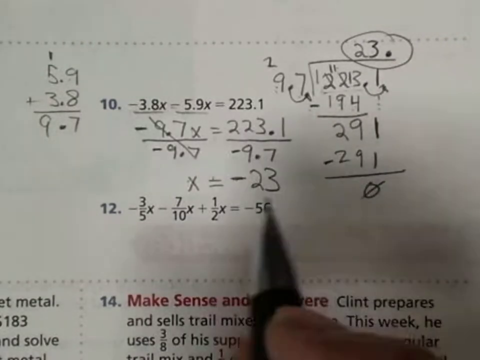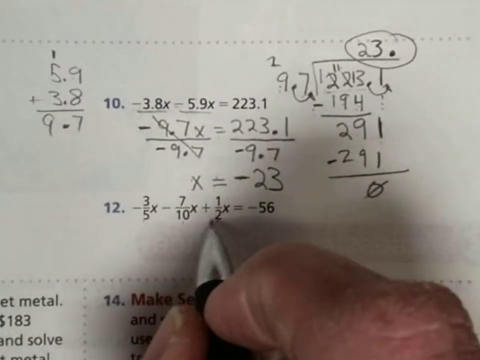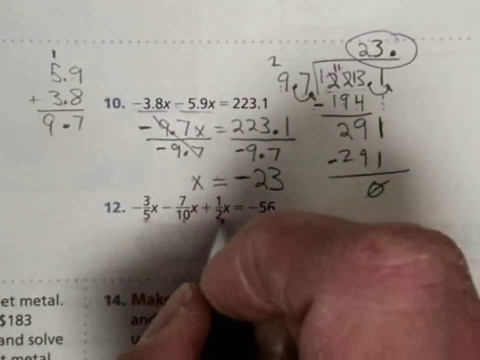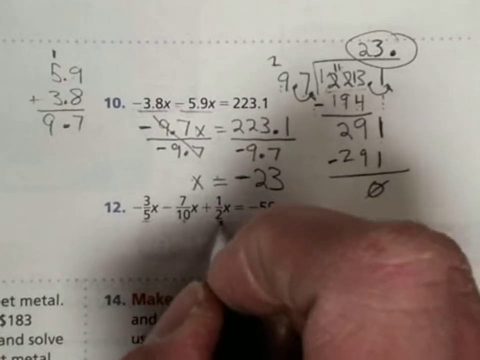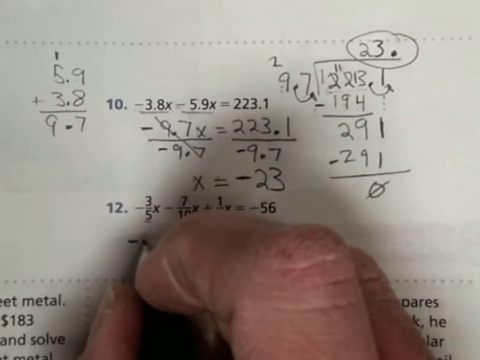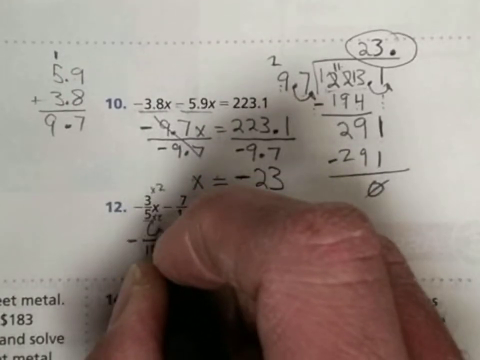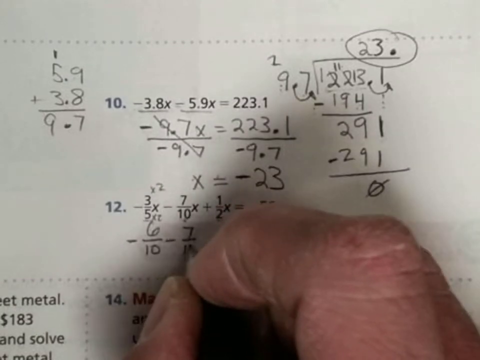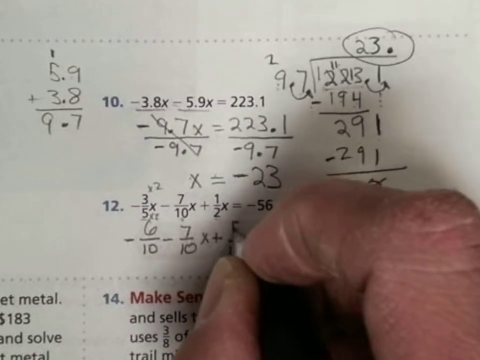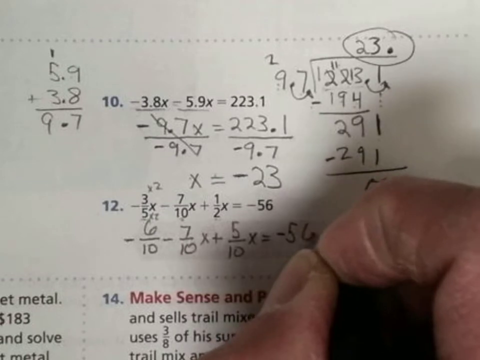So now, let's go on to this one. Right? I have fractions. I need some common denominators. I've got 5, 10, and 2. 5 goes into 10, 2 goes into 10. So let's make them all a common denominator of 10. Times 2, times 2. So that's going to be negative 6/10 x minus 7/10 x plus, and I want 2 times 5, so 5/10 is going to be 1/2 x, equals negative 56.